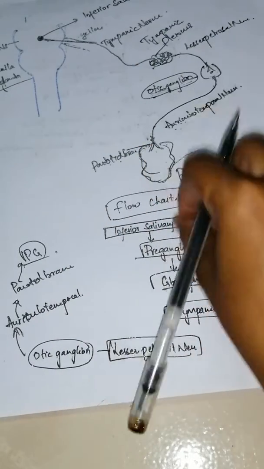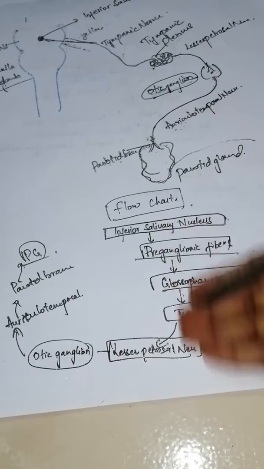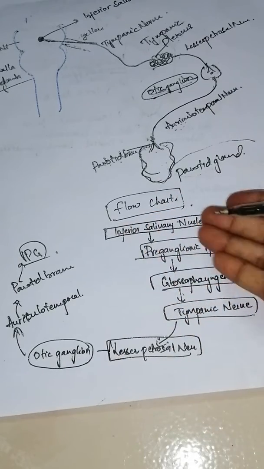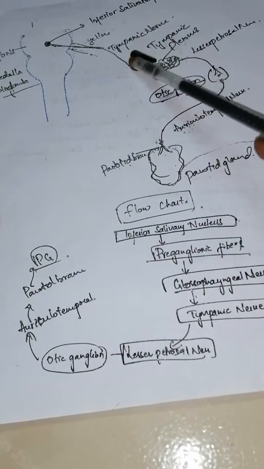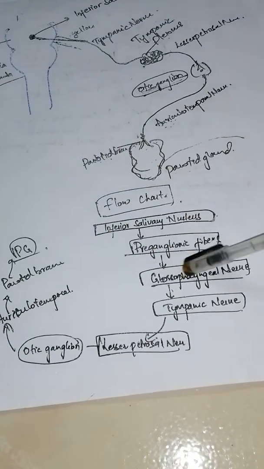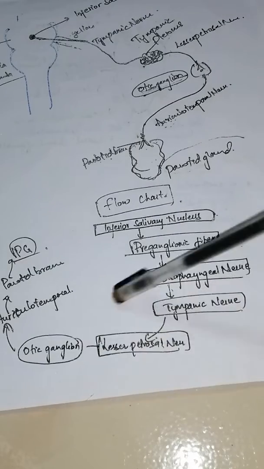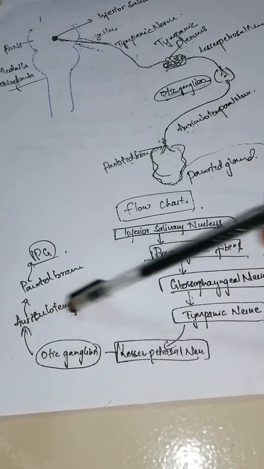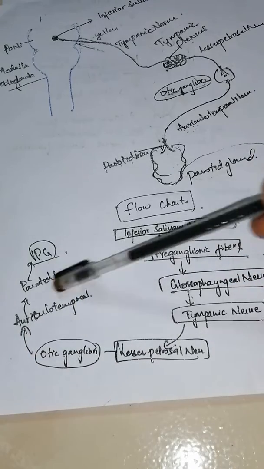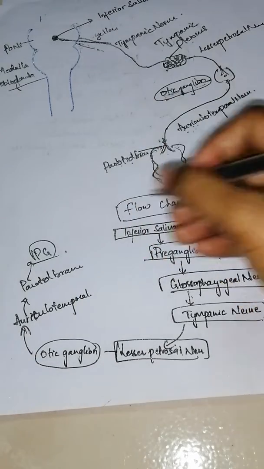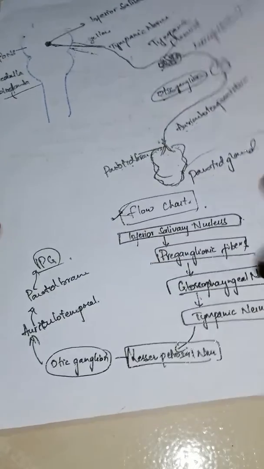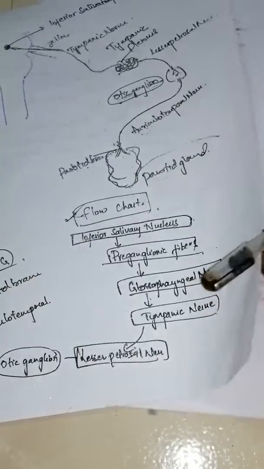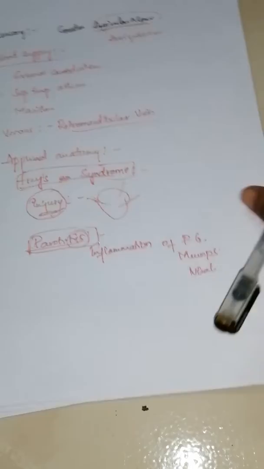Okay, remember this, whatever this is, just in the form of a flow chart, right? Inferior salivary nucleus, from there it is going. So the same we have discussed here: inferior salivary nucleus, then preganglionic fibers, then glossopharyngeal nerve, then tympanic nerve and lesser petrosal nerve, and otic ganglion. From there auriculotemporal, parotid branch, and parotid gland. So it is a kind of flow chart presentation that we see in the textbook also, right? But if you present the same, it will be helpful for you to gain good marks.